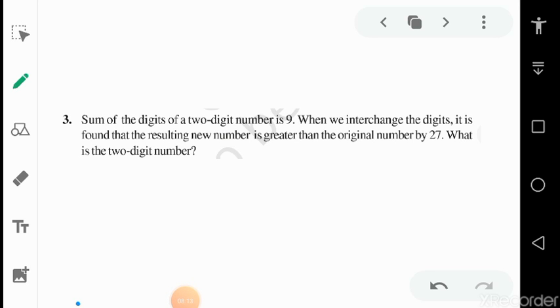The sum of the digits of a 2-digit number is 9. When we interchange the digits, it is found that the resulting new number is greater than the original number by 27. What is the 2-digit number?